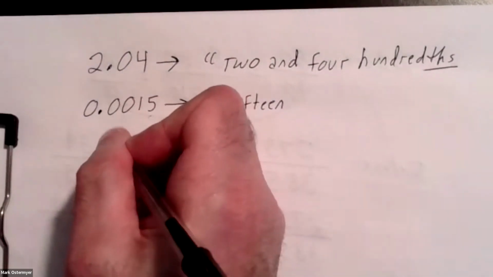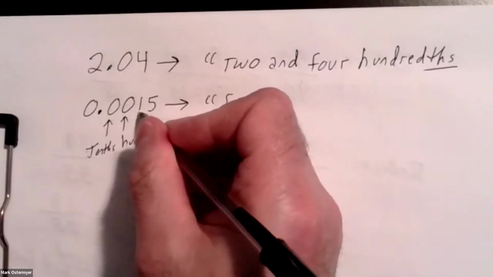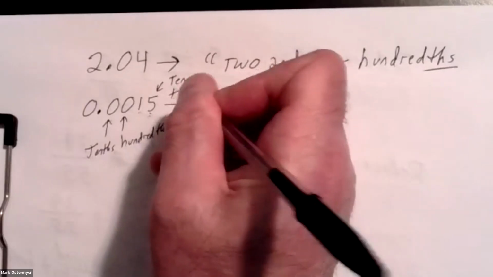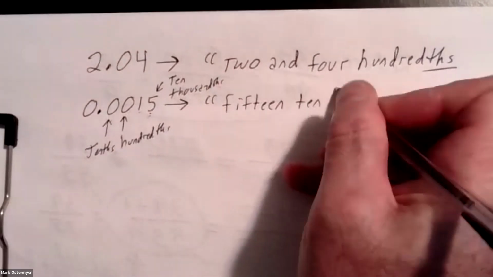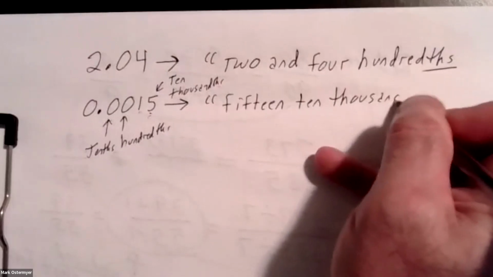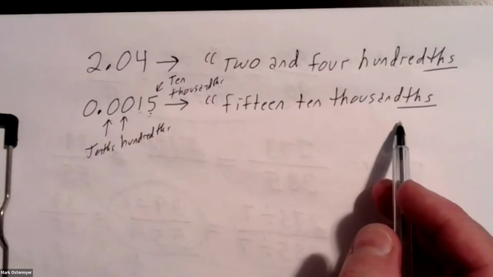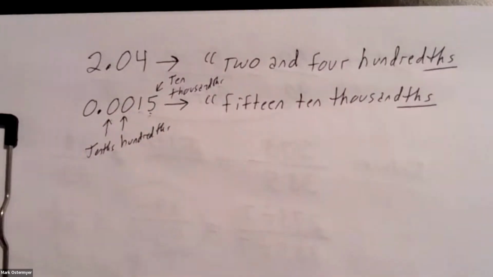Well, let's try to remember the names here. This is the tenths, hundredths, thousandths. And this is the 10,000ths place. So we would read this as 15 10,000ths. THS ending required. I didn't say 15,000. I said 15 10,000ths. All right.